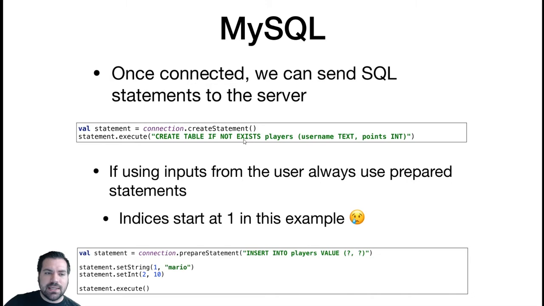If it doesn't exist, so if this table already exists, don't do anything. If I don't have this and the table already exists, my program's going to crash. I don't want that. So if this table doesn't exist, so if this is the first time I'm starting up the server, create this table. If it's not the first time I'm starting up the server, if I just rebooted the server, don't do anything. But create a table named players with two fields, username and points. Username is going to be text and points is going to be an integer value.